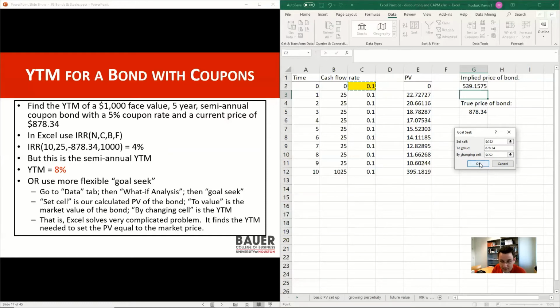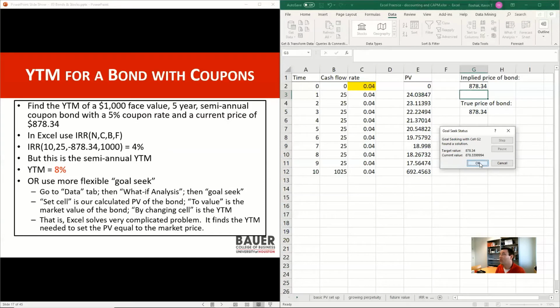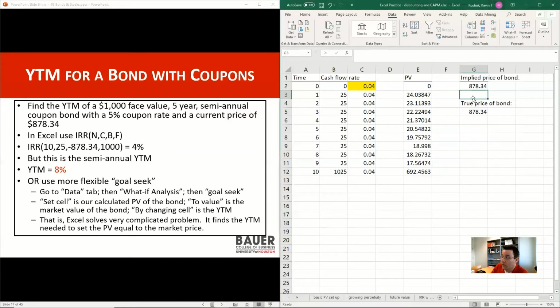So watch closely. Here goes. Okay, so you see that there's a whole bunch of guessing and checking. Excel tried, I don't know, hundreds, thousands of different rates. It can do it in the blink of an eye. If you look really closely, you can see it happen a few numbers, and then it converges on a number. It gets very, very close to what we want. This 878.34 is pretty close to what we need. How did it do that? Well, it converged on 4%. It figured out that at a rate of 4%, the implied price is going to be the true price.